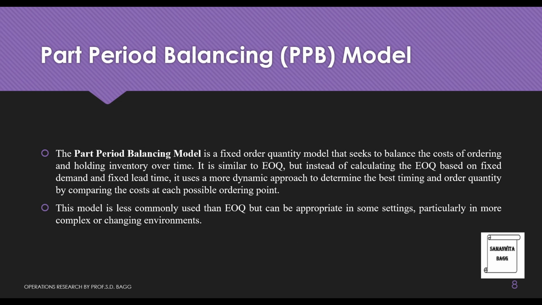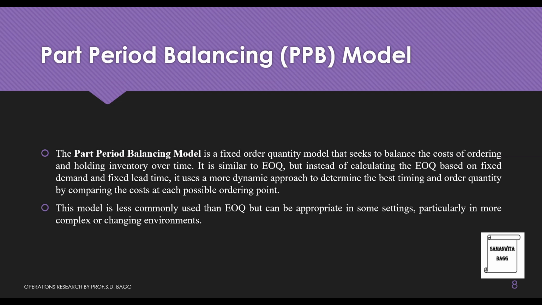The part period balancing model is a fixed order quantity model that seeks to balance the cost of ordering and holding inventory over time. It is similar to EOQ, but instead of calculating the EOQ based on fixed demand and fixed lead time, it uses a more dynamic approach to determine the best timing and order quantity by comparing the costs at each possible ordering point. So every time you place an order, you're going to check what is the cost and accordingly you're going to place an order. Otherwise, it is similar to the EOQ model.